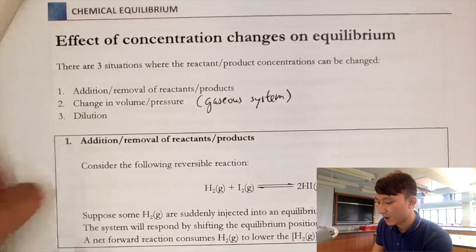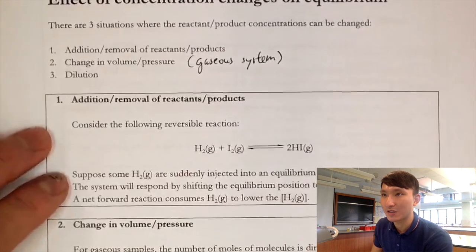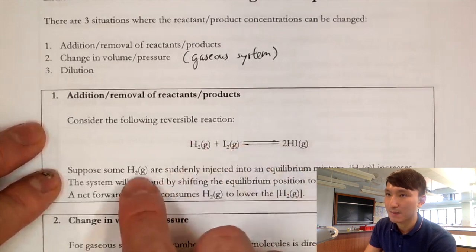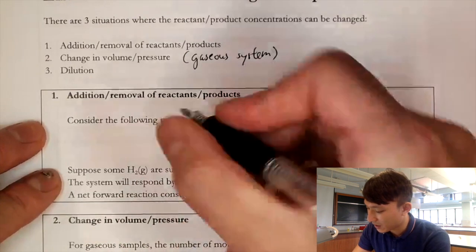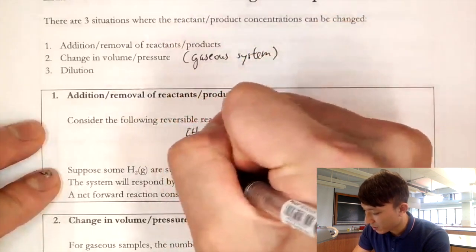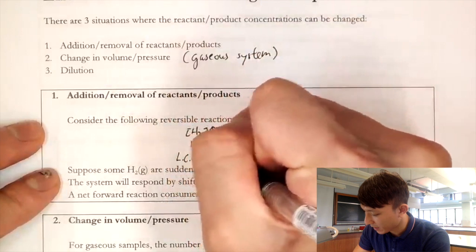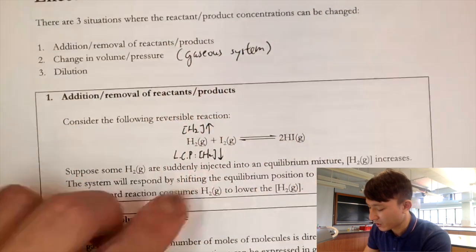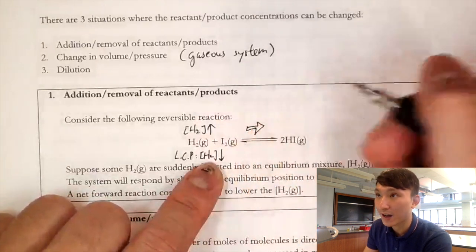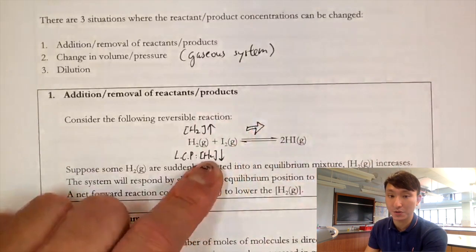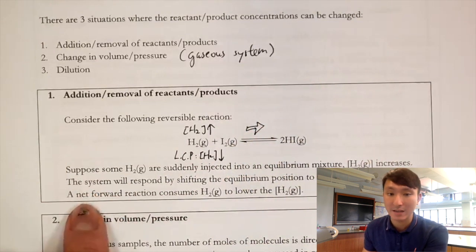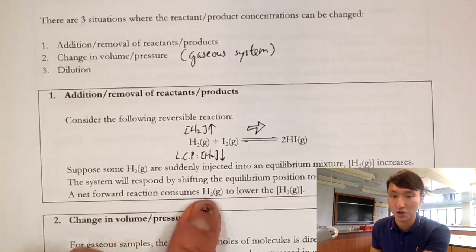Okay. Now let's look at the first situation. So we have a reaction like this. Now think about it. If we add some hydrogen gas, then the concentration of H2 increases. So Le Chatelier's principle will expect the H2 to decrease. To decrease the concentration of H2, it has to shift the equilibrium to the right so as to consume more H2. So this one is very straightforward. Okay, you will expect to see a net forward reaction consuming the H2.